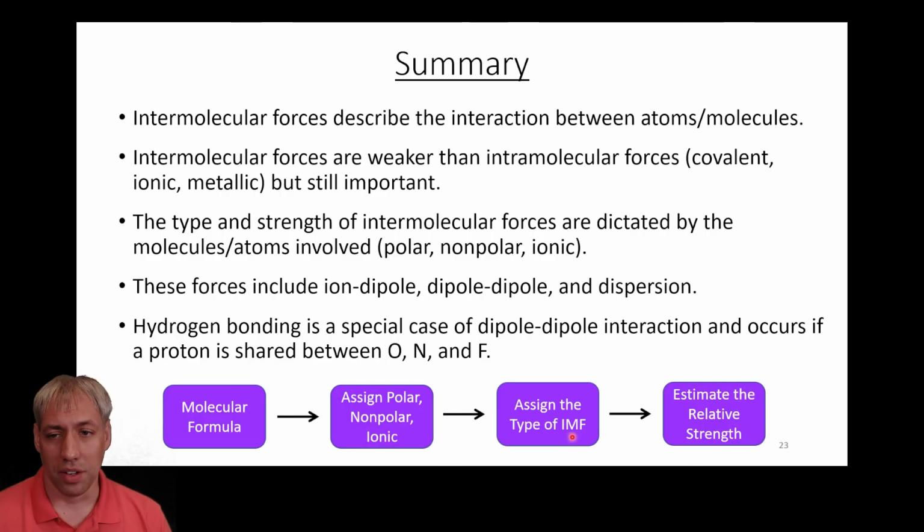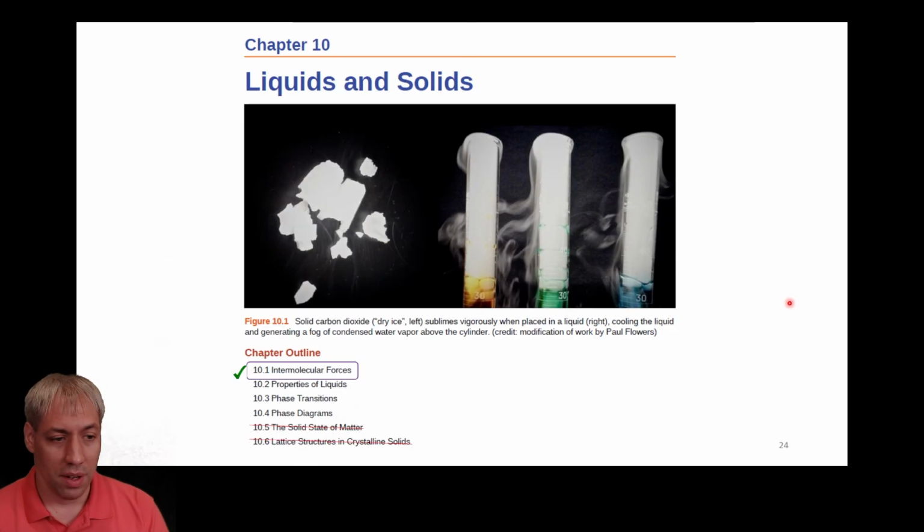And from those intermolecular forces, we can estimate the relative strength. Even within a trend on the periodic table, we can say, how strong is this interaction? And that's going to dictate properties, as we'll talk about in the remainder of this chapter. So yeah, that closes out 10.1 intermolecular forces. Then we'll dive into properties of liquids, phase transitions, and diagrams.